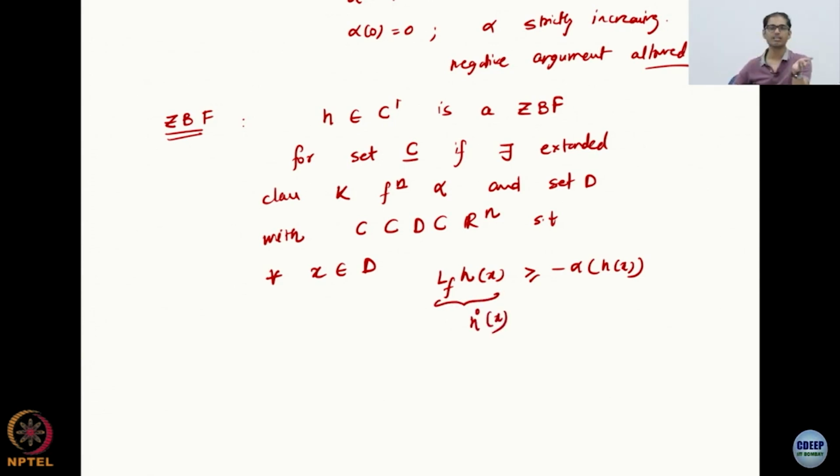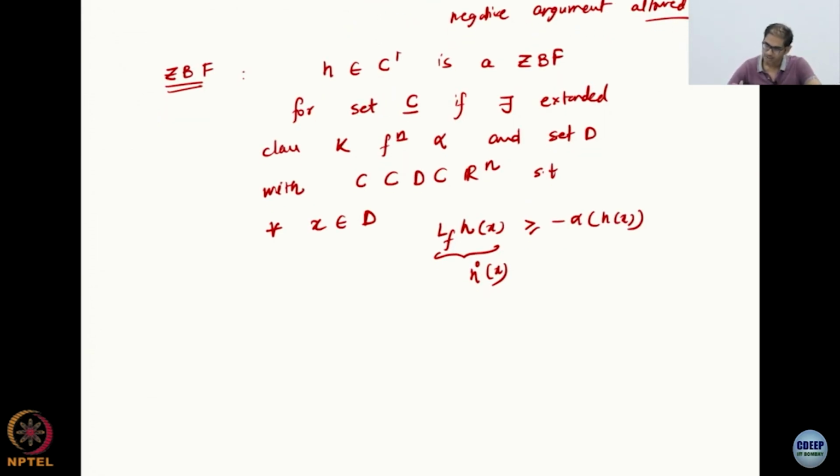It is just H dot along the trajectories of the system. So this is the directional derivative. So what am I saying? I am just saying that there is a larger domain, of course, the C has to be part of a larger domain, and in that larger domain this H dot must be greater than or equal to minus alpha H, right.